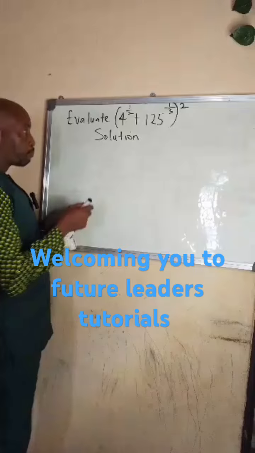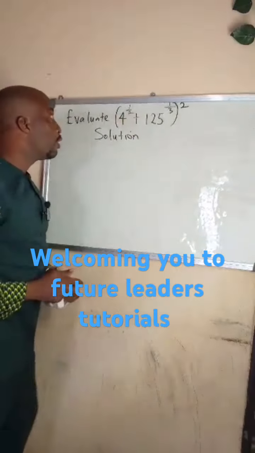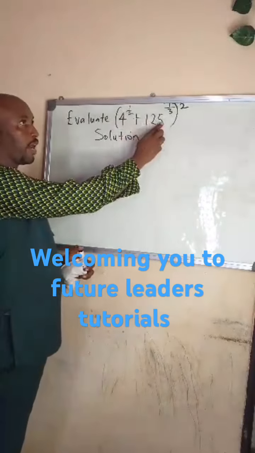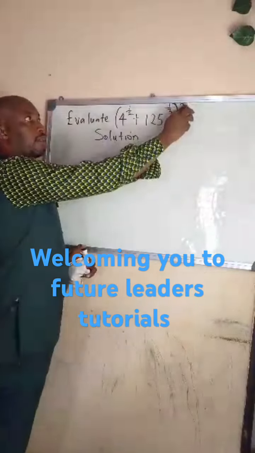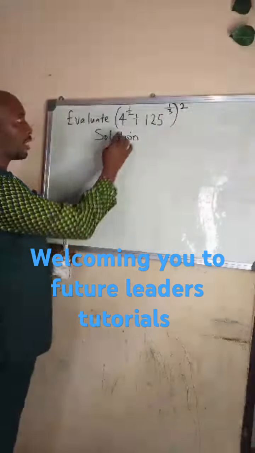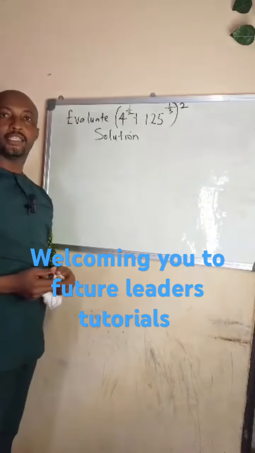Alright, the problem on the board here says evaluate open bracket 4 raised to the power of 1 over 2 plus 125 raised to the power of 1 over 3 close brackets raised to the power of 2. Solution. Now we see how we can solve these problems one after the other so you could understand this better.